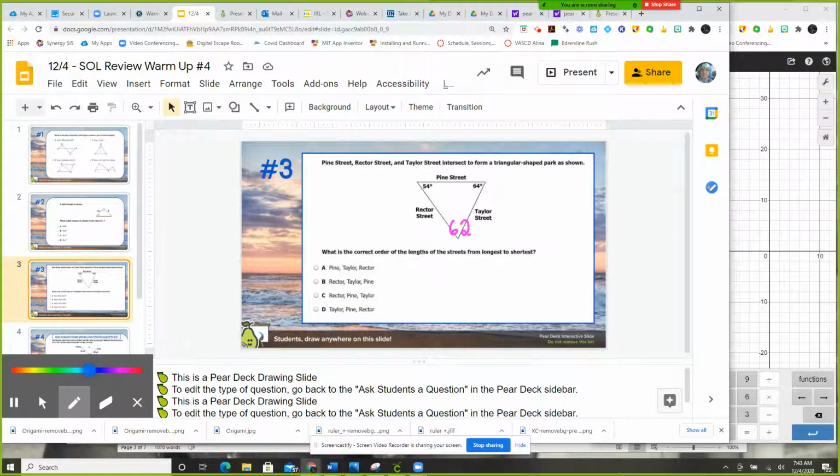Yeah, I like that description. You've got to match it. What do you have to match? Excellent. And then what does that tell me about the sides? Absolutely. So we're looking for longest first. What's my longest street? Rector Street. How did you know that?